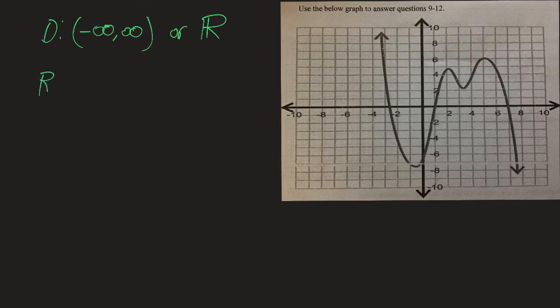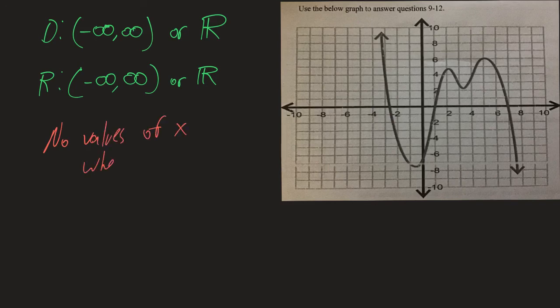The range is also the same. I've got a down arrow and an up arrow, which means from negative infinity until positive infinity, or all real numbers. Now, are there any discontinuities? So stare at your graph for a moment, admire its beauty, and then tell me that there are no holes, no gaps, no breaks, nothing like that in my graph. So there are no values of x where f of x is discontinuous.